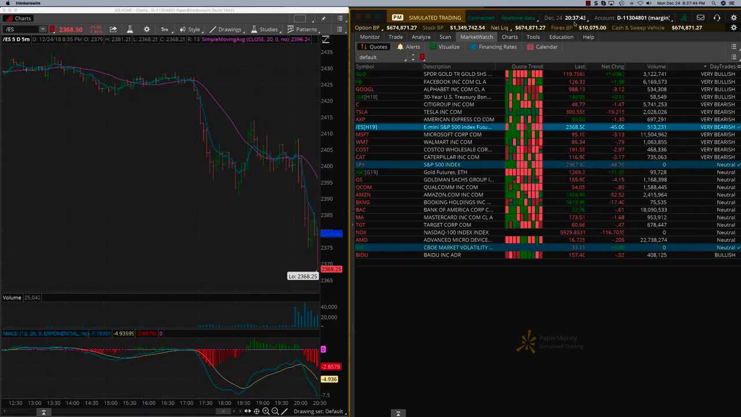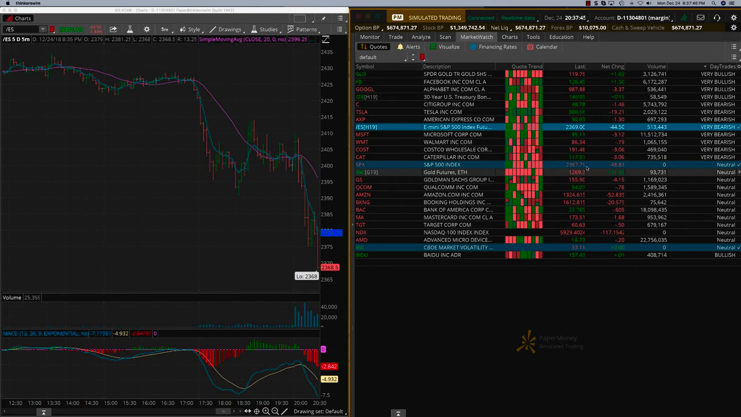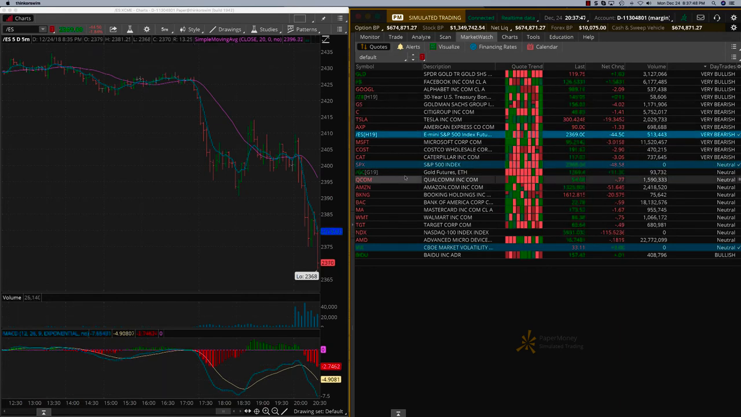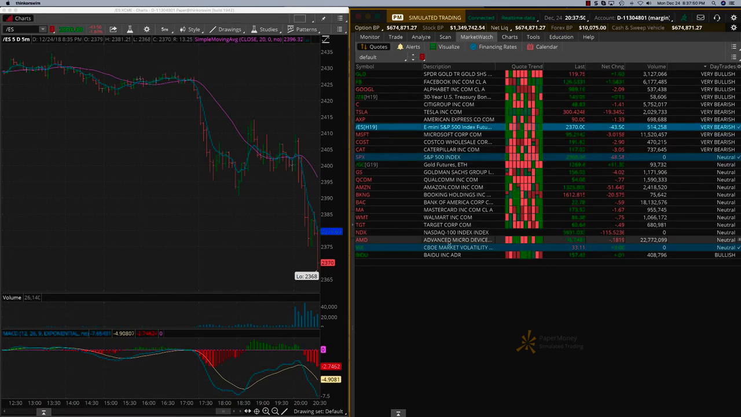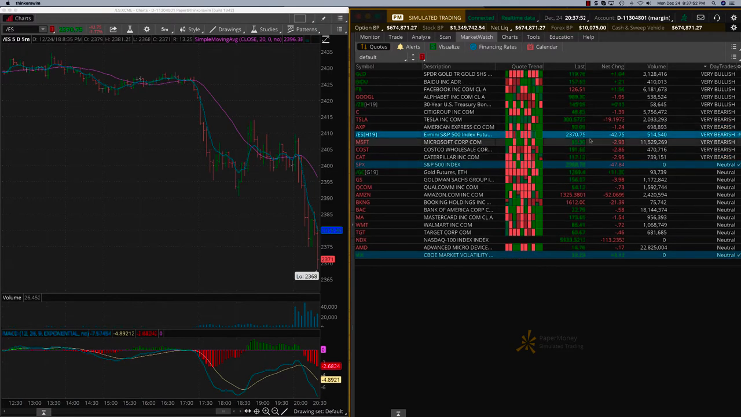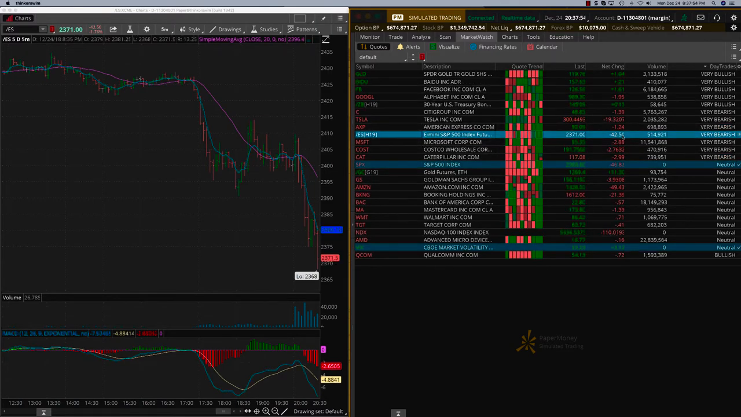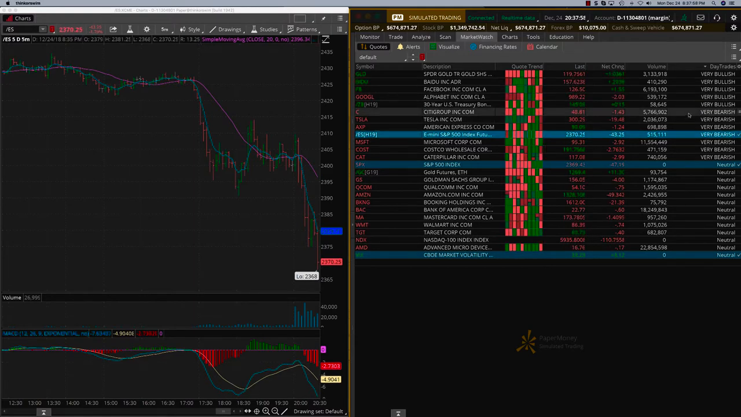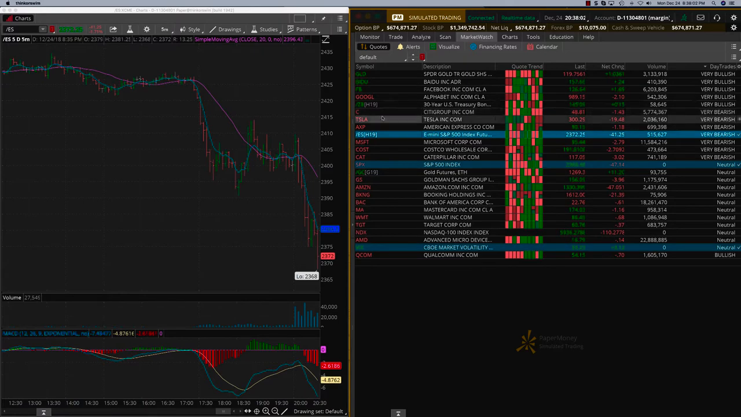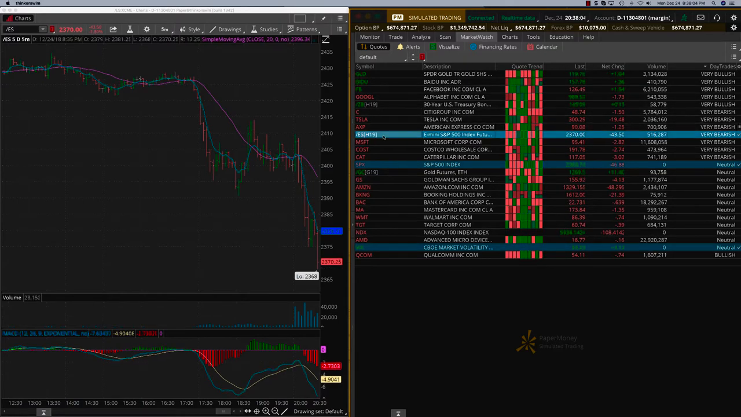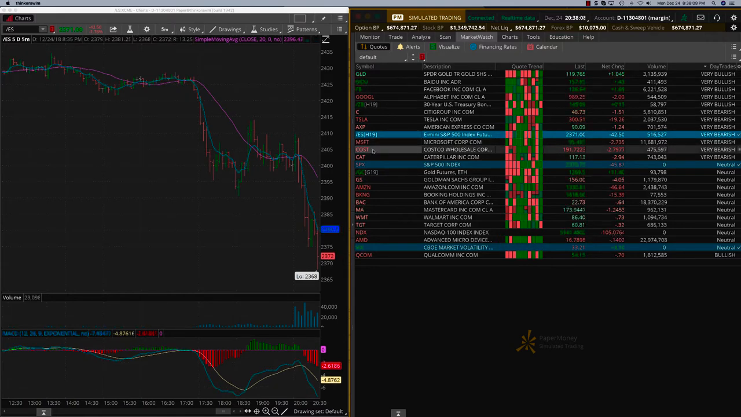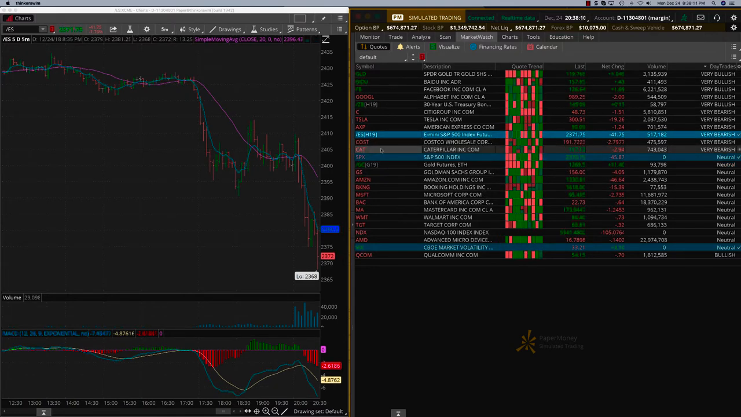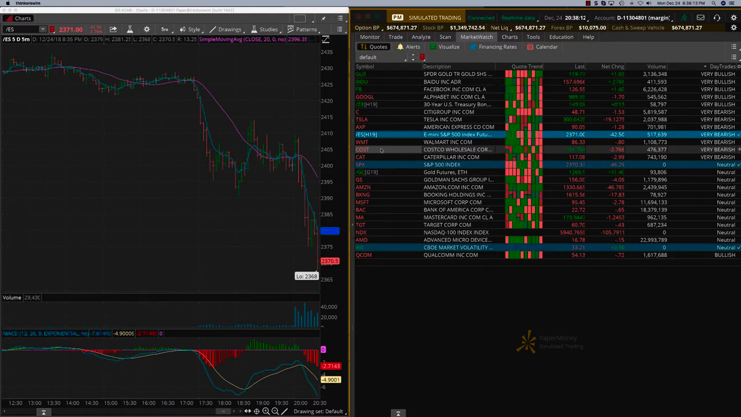It's 35 minutes into the market, and you can see the S&P is down quite a bit. It's down 48 points. The ES futures are down about 43 points. And so you can see now the very bearish category has been increasing in number. So you have Citigroup, Tesla, American Express, ES, of course. Microsoft is also very bearish now. Costco is bearish, as well as Caterpillar. So all of these are quite bearish.